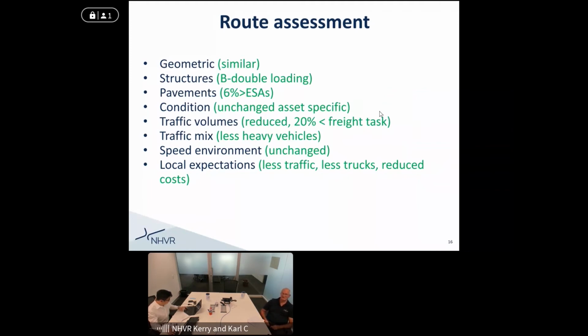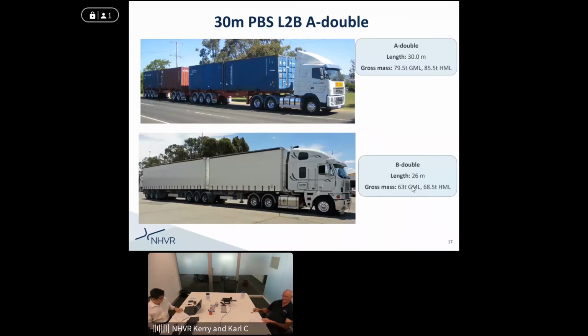It's asset specific. So just because we change vehicles doesn't mean the assets have changed. Traffic volumes, well, traffic volumes reduced. We've got probably 20% less to do that freight task. So the traffic mix has less heavy vehicles, speed environments unchanged, local expectations, less traffic, less trucks, and reduced costs because my transport costs go down. So especially with things like gravel cartage, there's been a reduction in costs for all things. All right, so that's just an example of how it goes through.